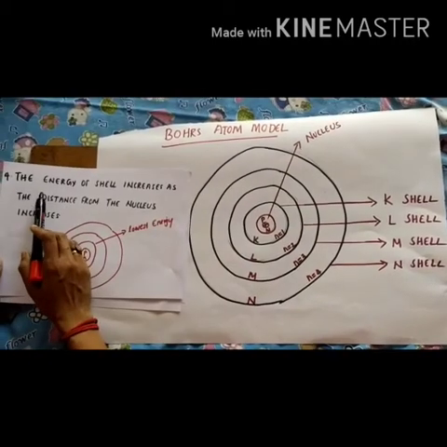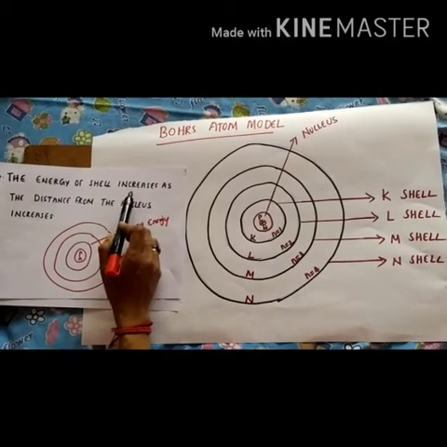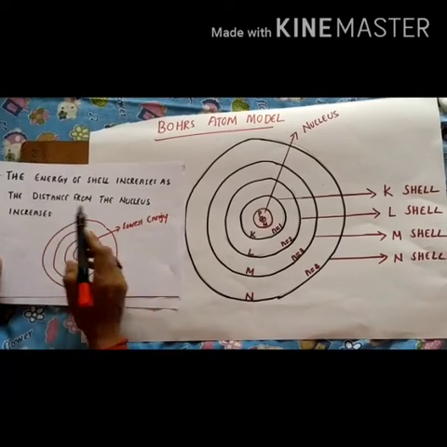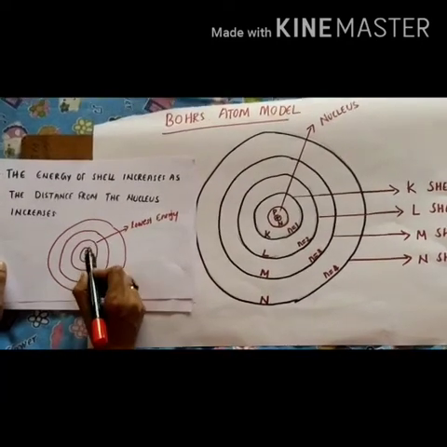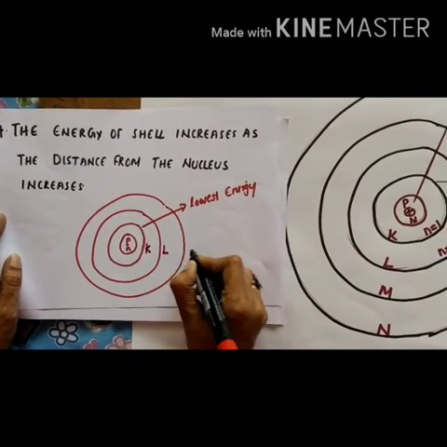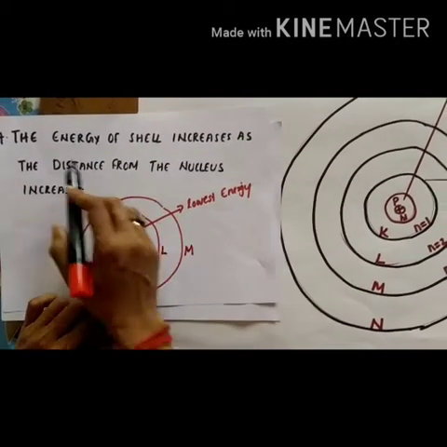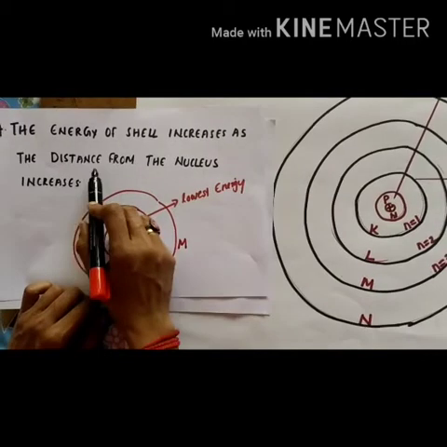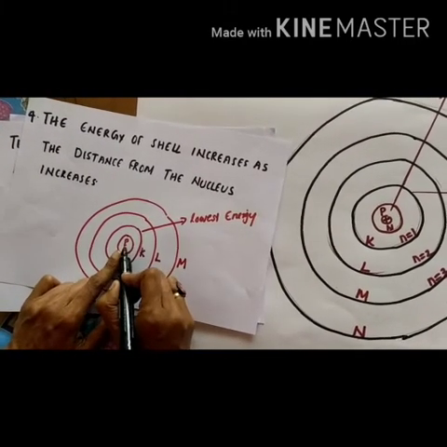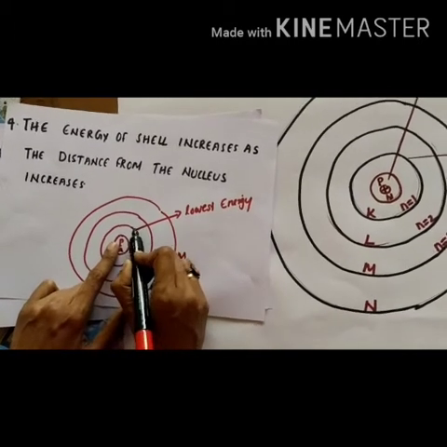The fourth point is that the energy of a shell increases as the distance from the nucleus increases. So this is the nucleus. This is the first shell, we can represent it as K. Second shell L, third shell M. The energy of the shell increases as the distance from the nucleus increases, which means the shell which is nearer to the nucleus has the lowest energy.